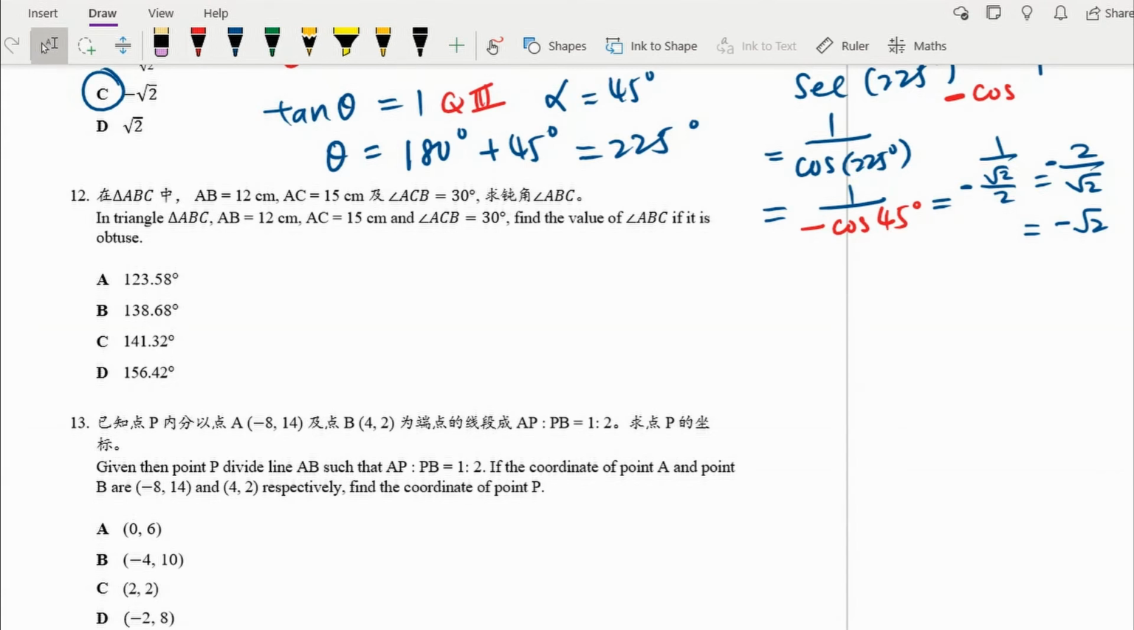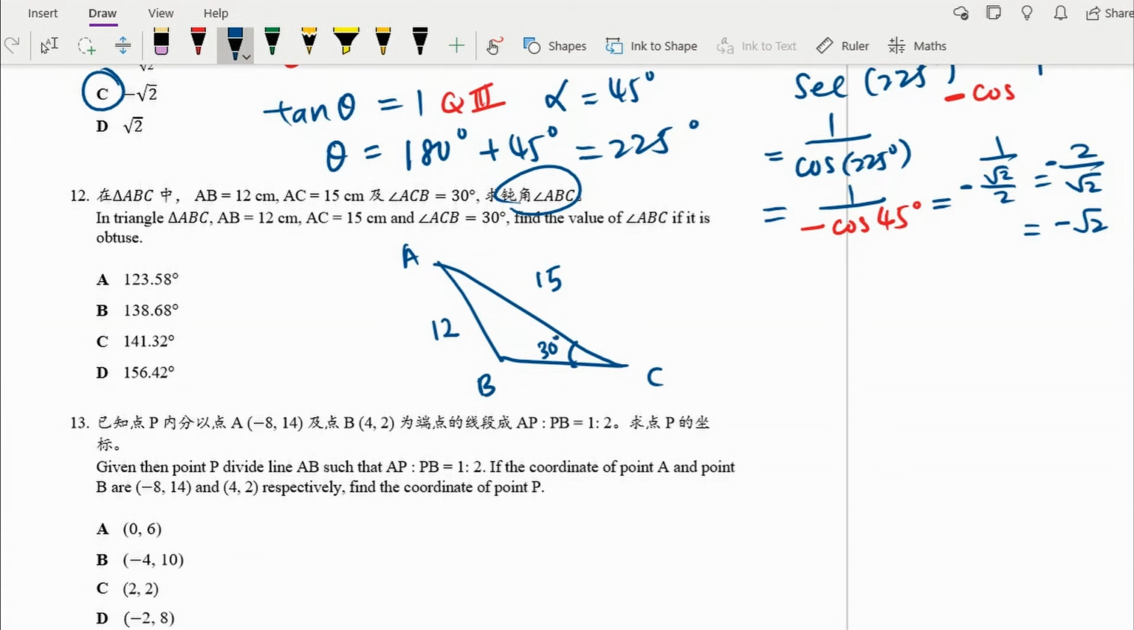First of all, we try to draw out the triangle. ABC is an obtuse angle. So we draw the angle B first. Your B should be here, an obtuse angle. So AC should be like this. Sorry for the bad drawing. And AB is 12, AC is 15, ACB is 30.